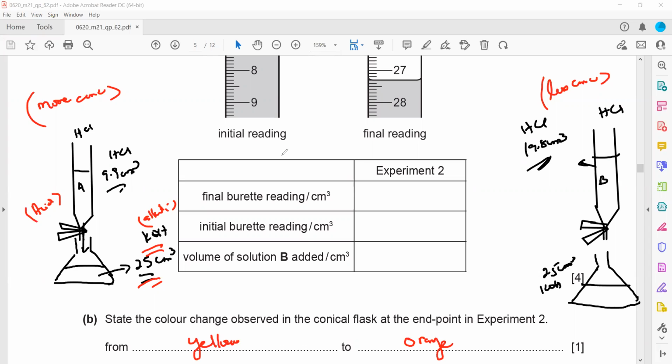orange. We have to learn the color change for the indicators, depending on what is the starting medium and what is the final. In this example, what is in the conical flask is always the starting color of an indicator. Because we have potassium hydroxide, it is alkaline, and in alkaline condition methyl orange, the indicator we are using, is yellow. But when we add acid, it will turn orange.